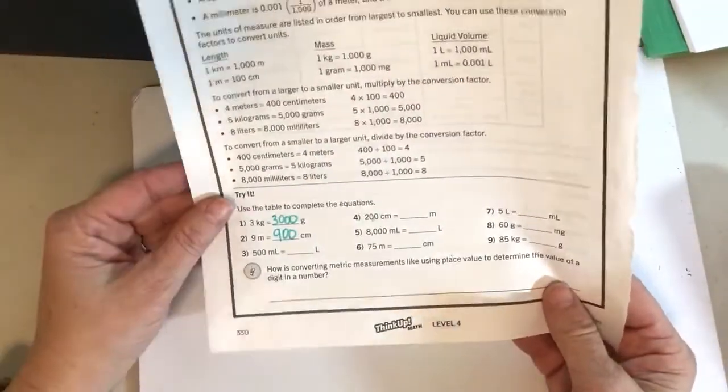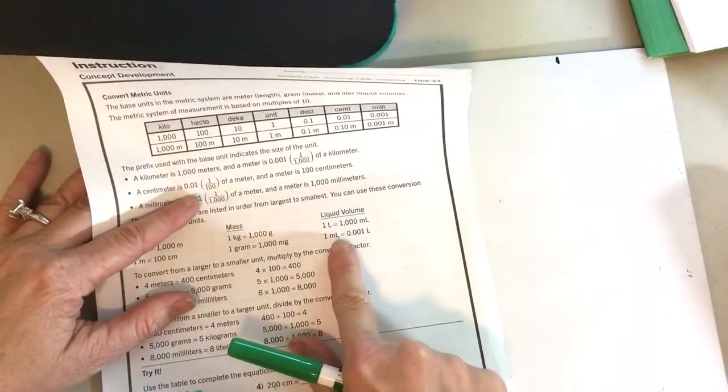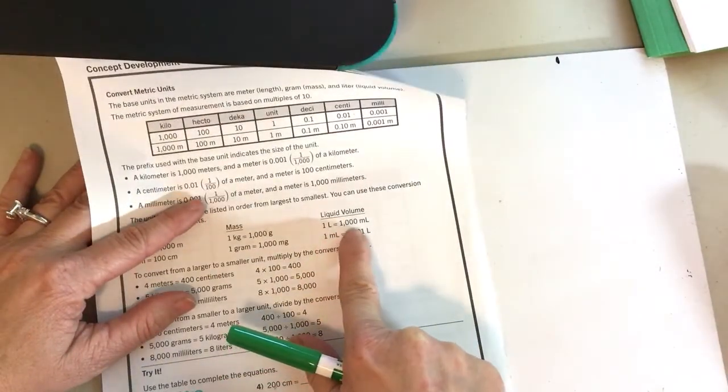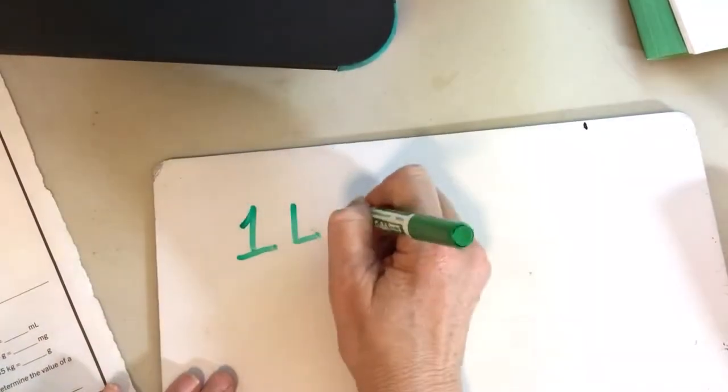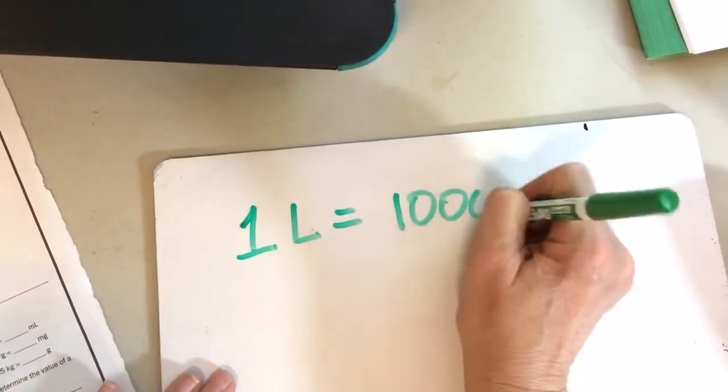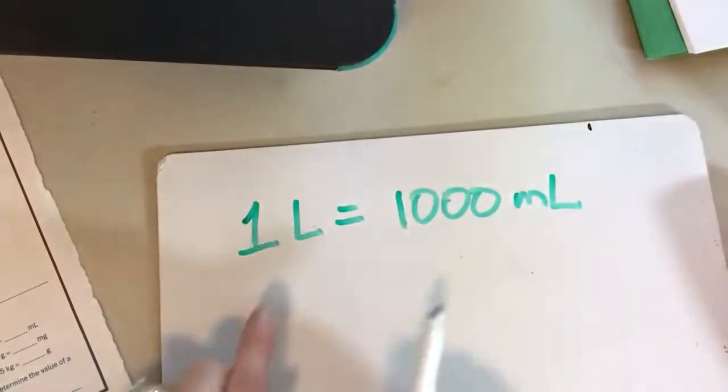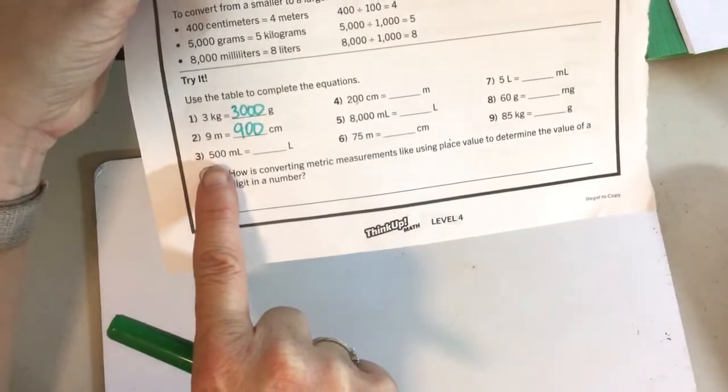All right, we're back. So that one was a little bit of a tricky one, okay? Because if you look here, you can see that a liter is 1,000 milliliters, okay? So 1 liter equals 1,000 milliliters. And it told us that we had 500 milliliters.